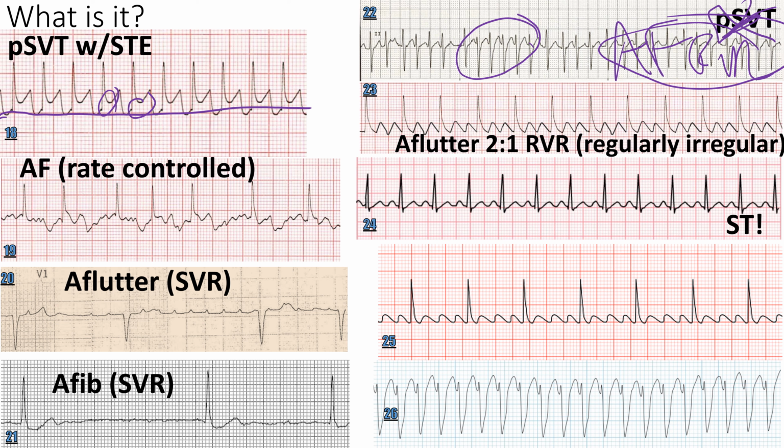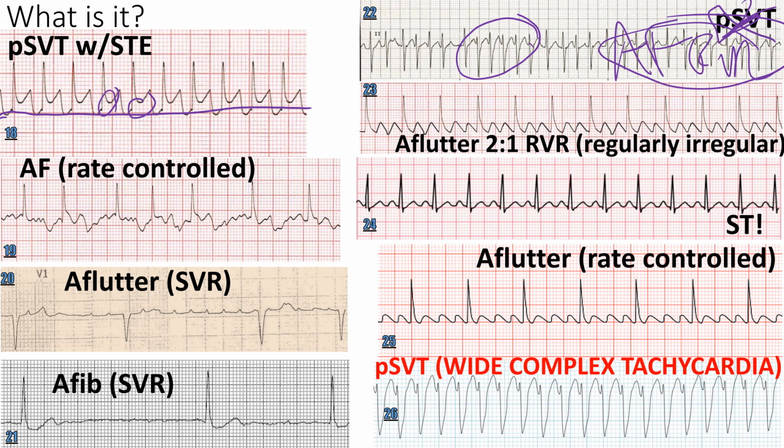A flutter. Those are nice, clear flutter waves. It looks a little bit slow, but is it more than 60? Yeah. It's 70, right? So it's rate controlled. And the last one is worrisome because the QRS is prolonged. Anytime you have a wide complex tachycardia, we always say it's ventricular tachycardia until proven otherwise. So how do you prove it otherwise? You have to do a full 12 lead EKG to see if it is an SVT or a VT, right? And that's the segue to the next session for ventricular tachycardias.